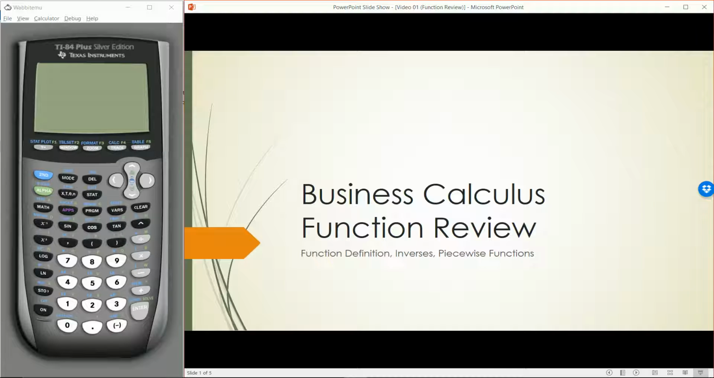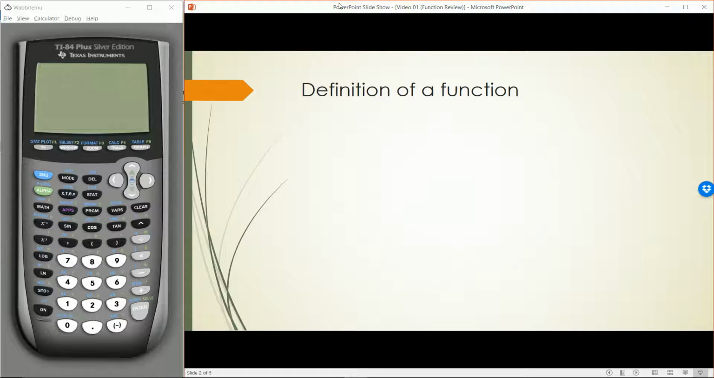Now, since this is the first video lecture that you will be having for our class, I'm going to be just doing a little bit of review on stuff that you should know already. Primarily for this video is function review. We'll be talking about the definition of a function, what an inverse of a function is, and what piecewise functions are. These are all things that you should already know. So I'll make this quick.